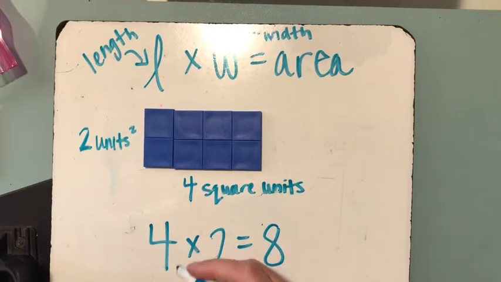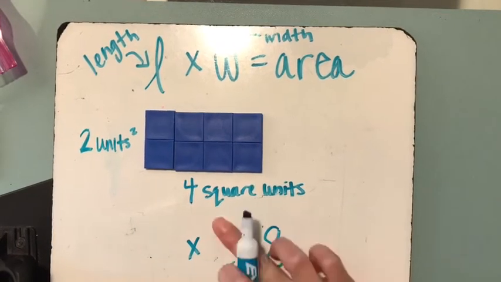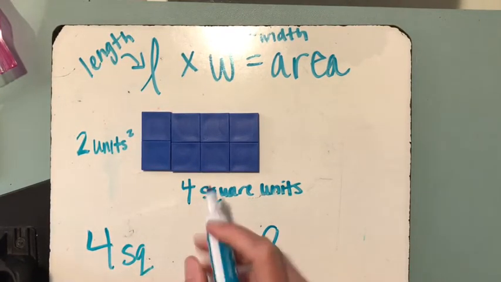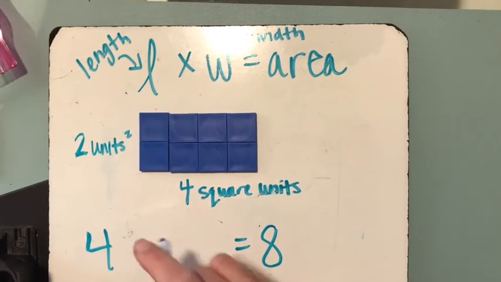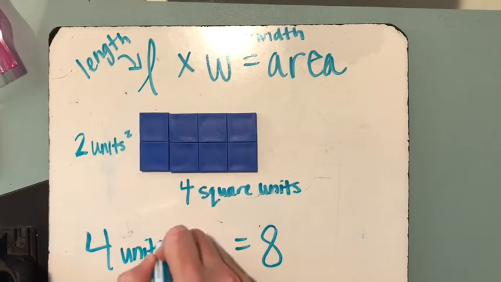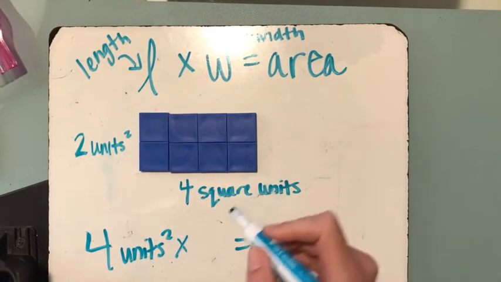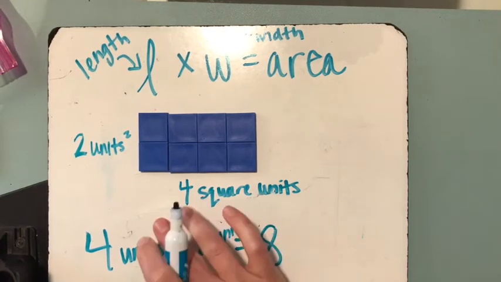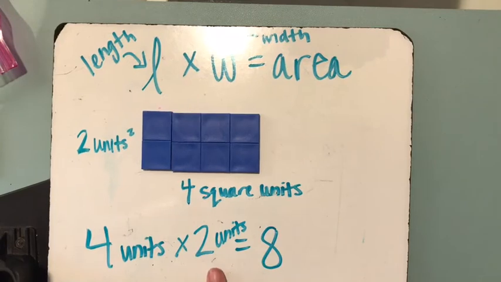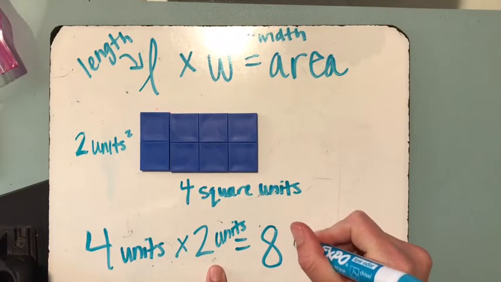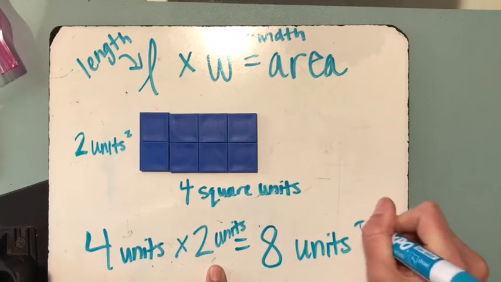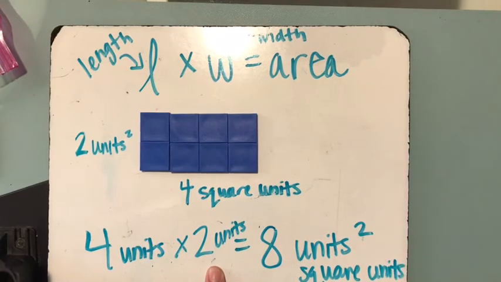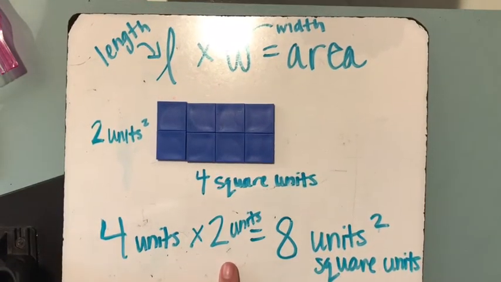Because each of these are square units. Actually, I should have written that. Let me rewrite it. 4 square units, or units squared, times 2 units. So 4 units times 2 units equals 8 units squared, or square units. Okay, if that looks confusing, don't worry, we're going to do some more.